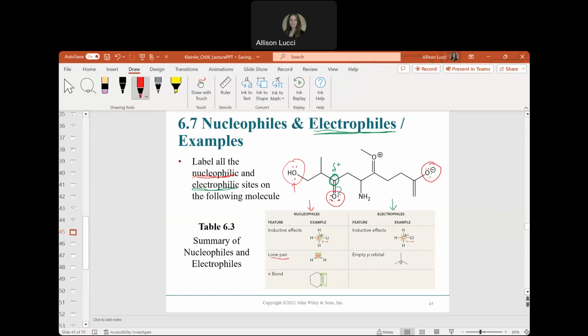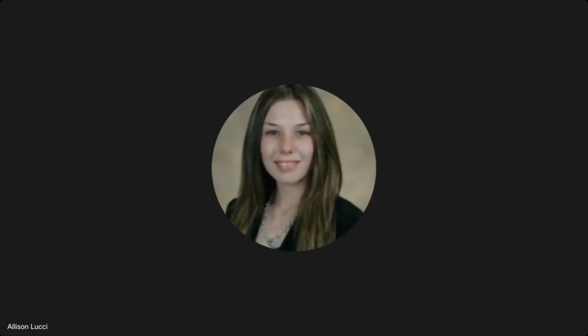And what else do we have? We have a pi bond here. So this is also a site of higher electron density. So we see in this molecule, we have quite a few sites of nucleophilic centers, and we have that one electrophilic center. So we'll continue our next section with our next video lecture.